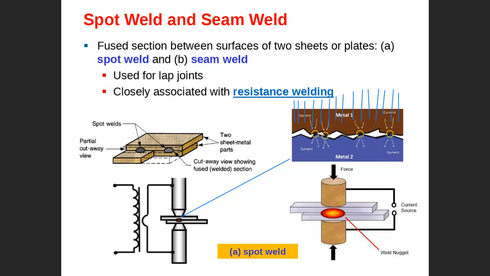Exactly in this spot. What about other places? Maybe here, not affected actually. This is the only spot, right? The welding happened exactly in this spot only. So that's why they call it spot welding, which is a part of resistance welding. Any question?